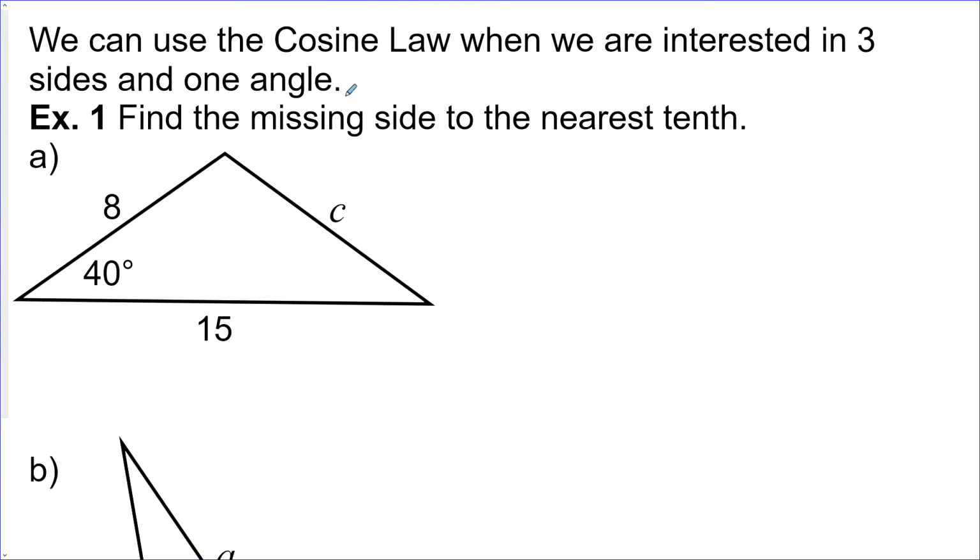We want to use the cosine law whenever we're interested in three sides and one angle, like this one. We want to find the missing side to the nearest tenth. So this would be angle C and this would be side C. So we will set up the equation like this. C squared equals A squared plus B squared minus 2AB cos C. C squared is just C squared. A squared could be 8 or 15. It doesn't matter. They're interchangeable.